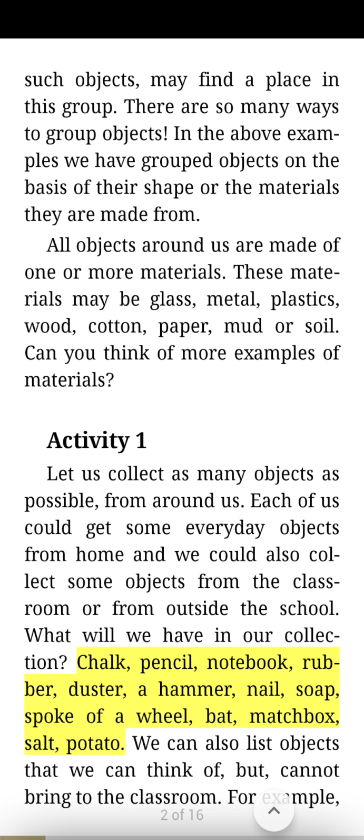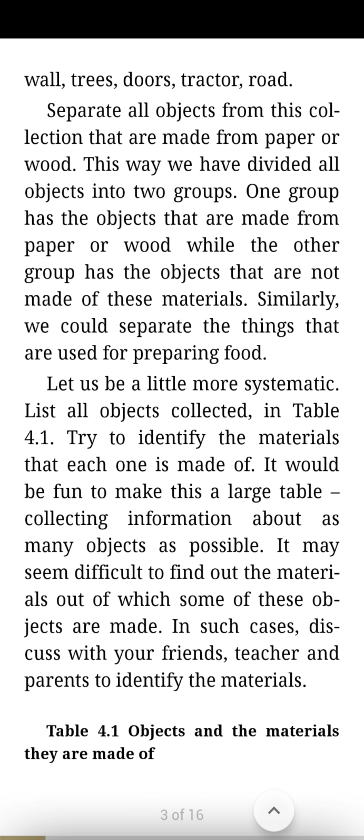Chalk, pencil, notebook, rubber, duster, a hammer, nail, soap, spoke of a wheel, bat, matchbox, salt, potato. We can also list objects that we can think of but cannot bring to the classroom. For example, wall, trees, doors, tractor, road. Separate all objects from this collection that are made from paper or wood. This way we have divided all objects into two groups. One group has the objects that are made from paper or wood, while the other group has the objects that are not made of these materials. Similarly, we could separate the things that are used for preparing food.